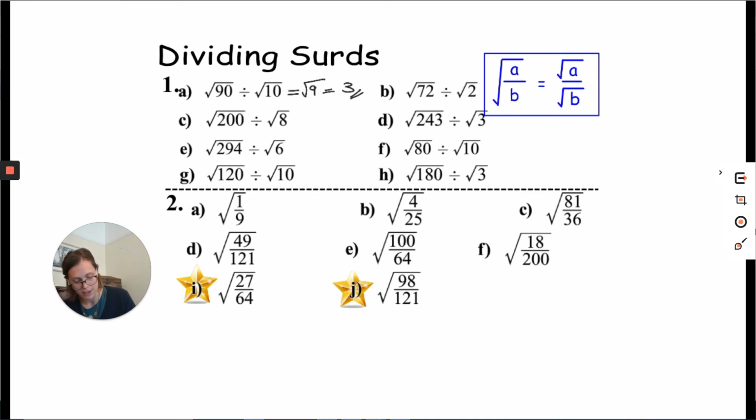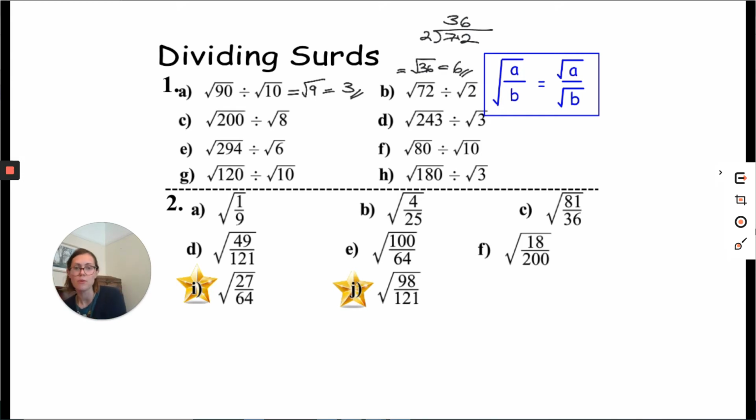Next one. Be root 72 divided by root 2. So I can do this because I've got a square root divided by a square root. So I'm going to do 2's into 72. Well, 2 into 7 go 3 times, carry the 1. And 2's into 12, 6. So the answer to this question becomes root 36. And again, you've got that unique situation where that is a square number. So the answer is 6.